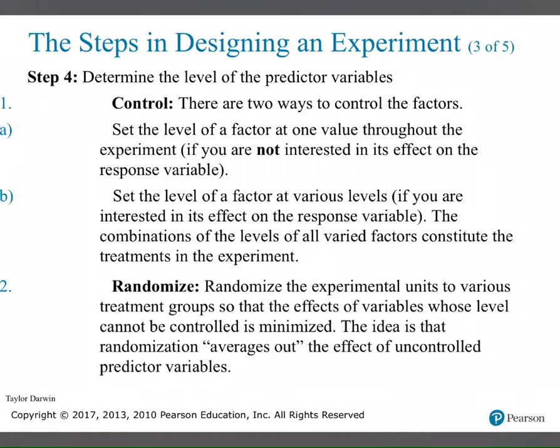Step 4, determine the level of the predictor variables. So control, there are 2 ways to control. You can either set the level of a factor at one value throughout the experiment or set it at various levels. The combination of the levels of all varied factors constitute the treatments in the experiment.